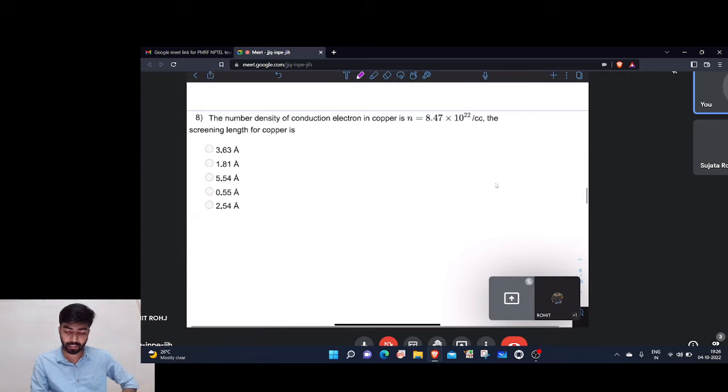Now question number 8 says that the number density of conduction electrons in copper, n, is given by 8.47 into 10 to the power 22 per centimeter cube, or I can say in SI units, since conversion is easier in SI units, it becomes 8.47 into 10 to the power 28 per meter cube.